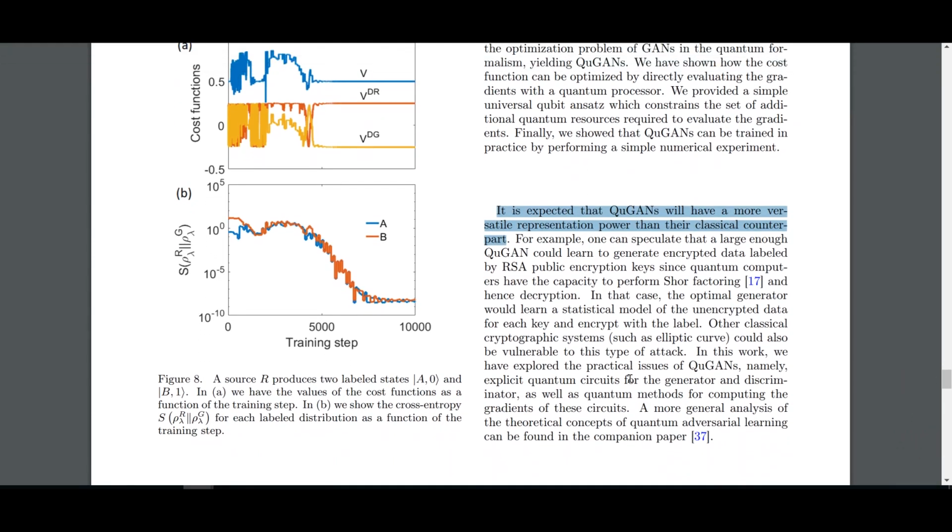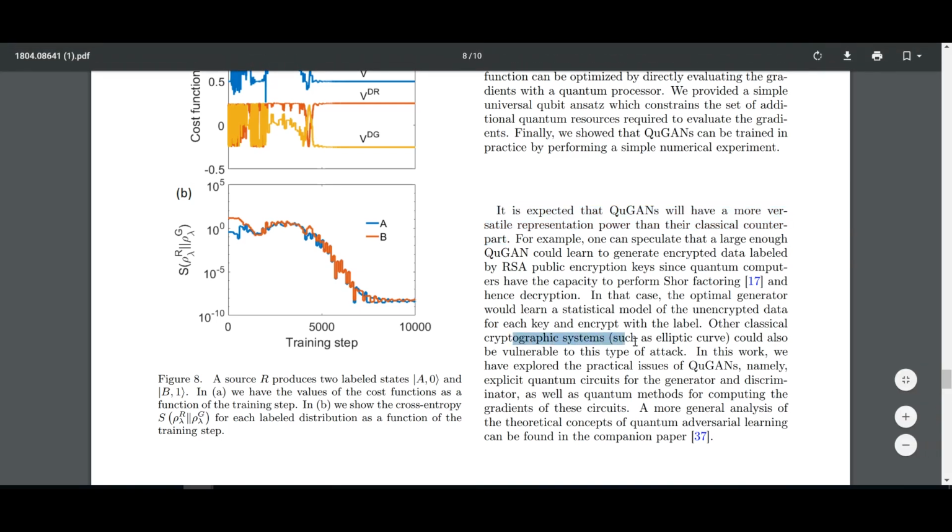For example, we can speculate that a large enough QGAN could learn to generate encrypted data labeled by RSA public encryption keys, since quantum computers have the capacity to perform Shor factoring and hence decryption. In that case, the optimal generator would learn a statistical model of the unencrypted data for each key and encrypt with the label. Other classical cryptographic systems, such as elliptic curve, could also be vulnerable to this type of attack.